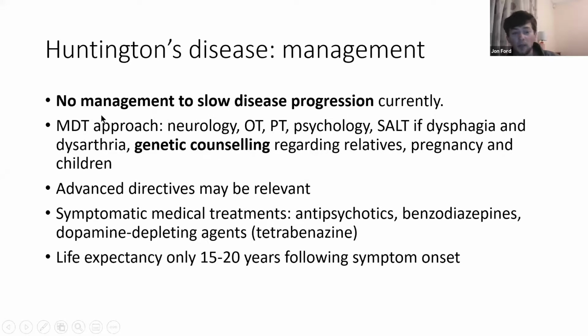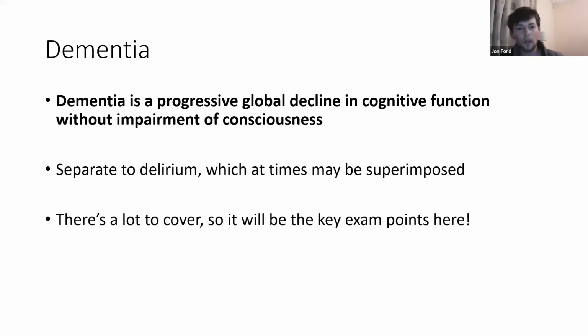And just, yeah, we don't know how to actually treat it to cure it, but we can slow the progression using this MDT approach again. And then symptomatic medical treatments, as you can see there. Unfortunately, life expectancy is quite poor still, only 15 to 20 years following symptom onset, and they tend to drop off relatively quickly sometimes as well. But that's worth just being aware of.